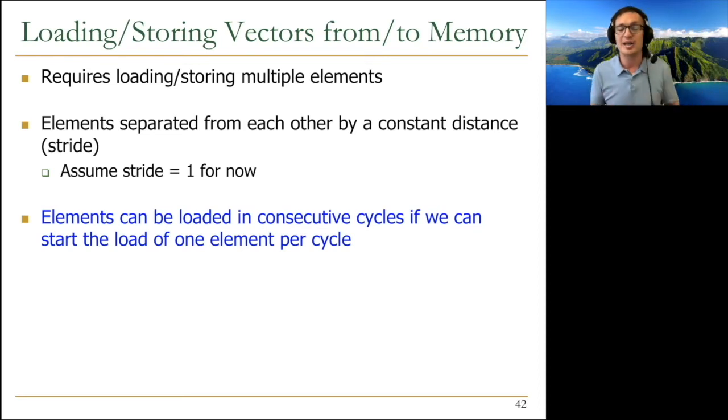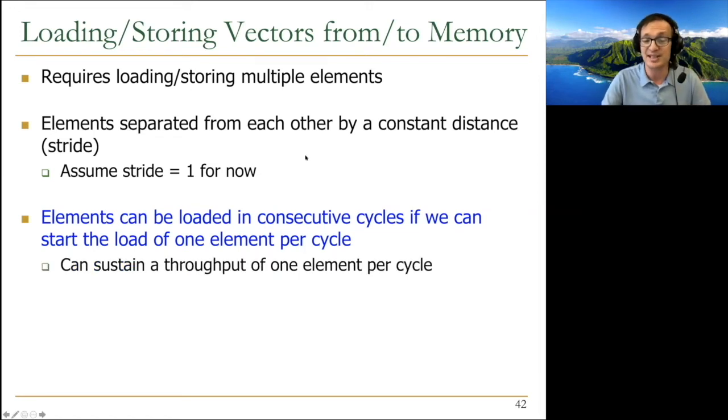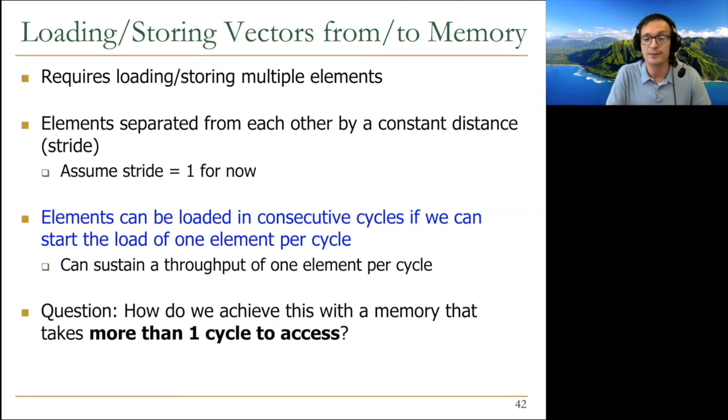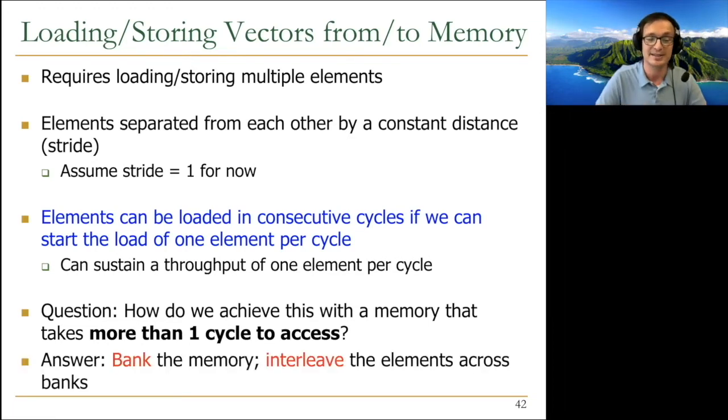And we're going to enable this by banking. We would like to sustain a throughput of one element per cycle. Remember, a vector processor loads one element per cycle. We would like to be able to do that from our memory system. But of course, how do we achieve this with a memory that takes more than one cycle to access? If it takes one cycle, no problem. If it takes 2 cycles, well, now we have a problem, right? The answer people have developed is to bank the memory. Later, we will see other, more expensive answers. But banking the memory is a cheaper answer, as we will see now.